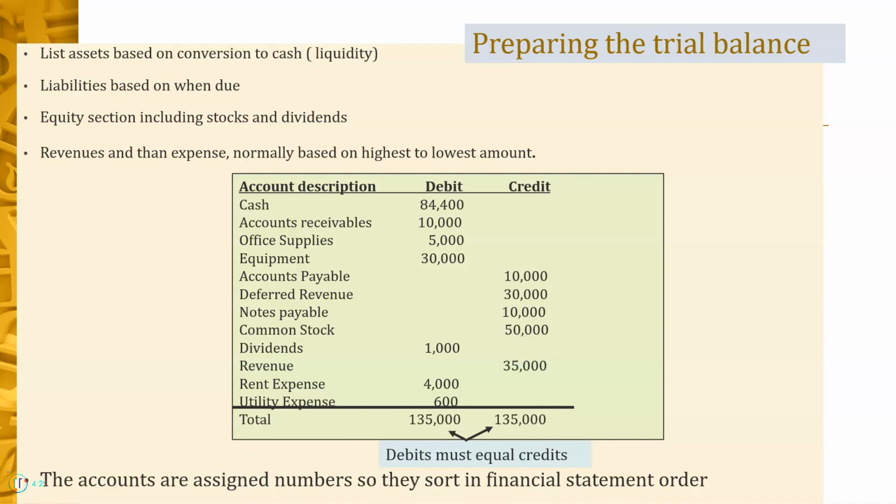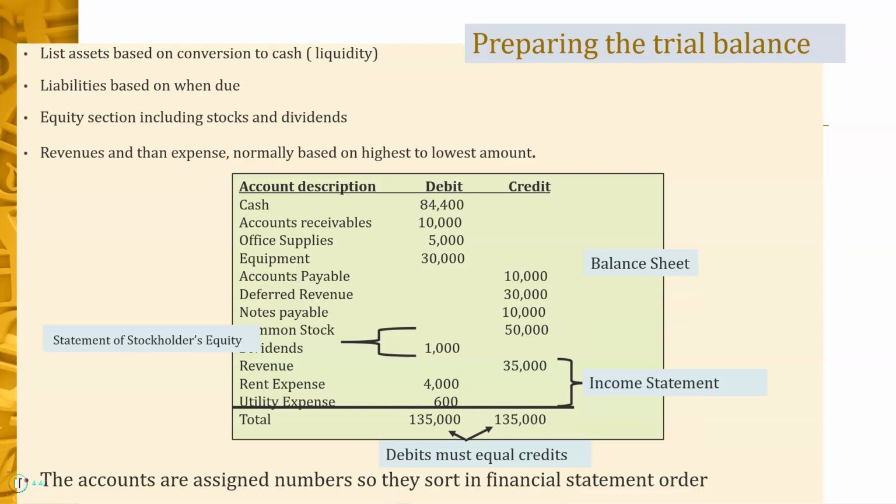Now look at the way this works. When we list them like this, here is our income statement, which is revenue minus expenses. That's our statement of stockholders' equity, which is common stock, minus dividends, plus income. Our balance sheet is our assets and our liabilities.